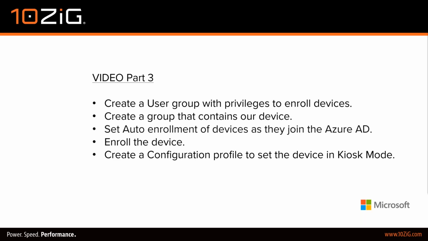Perfect. So in this final video, we're going to show you how to create a user group with privileges to enroll devices, so endpoints. We're going to create a group that contains our device. We're going to set auto enrollment of devices as they join the AAD. We're going to actually enroll our endpoint. And then we're going to create a configuration profile that's going to set the device to run in kiosk mode.